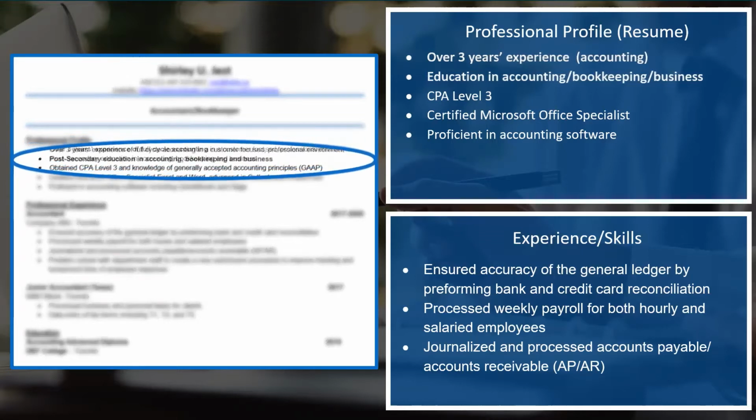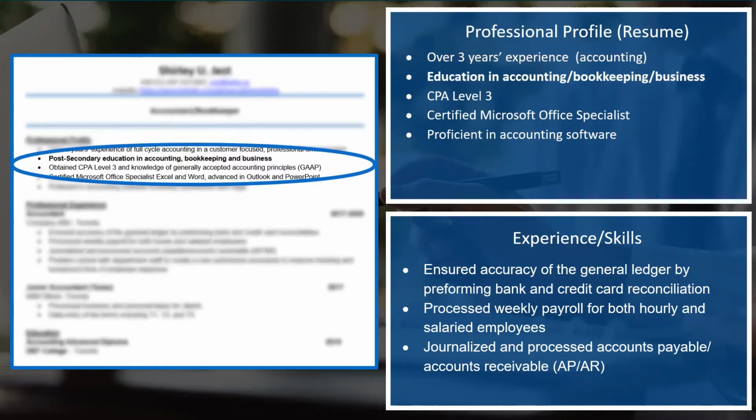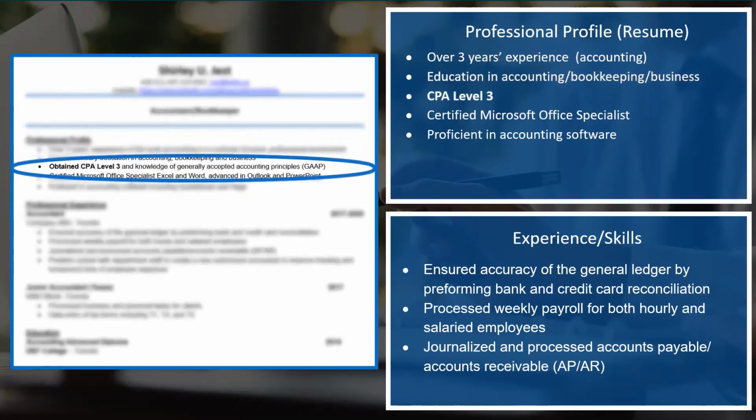Next up, she talks a little bit about her education, just a one-liner just to let you know that she has it. You can get much more detail later on down below. And then she mentions that she has a certification. One thing I would say that she could improve on is she could put CPA next to her name at the top, but she's mentioned that she has a CPA level 3, and then she talks a little bit about GAAP, Generally Accepted Accounting Principles, which is a knowledge area.